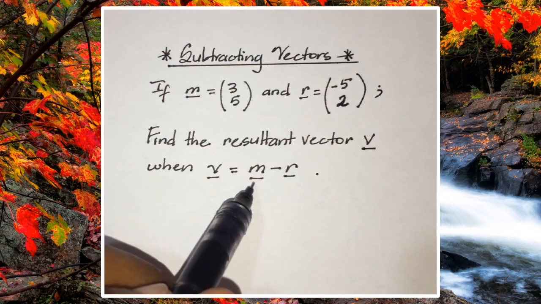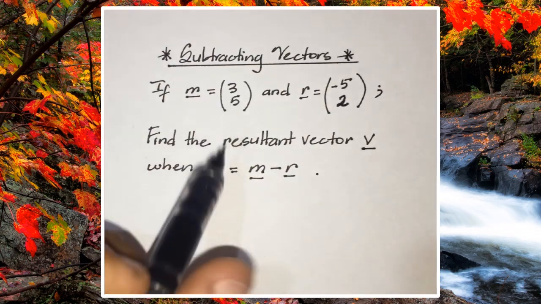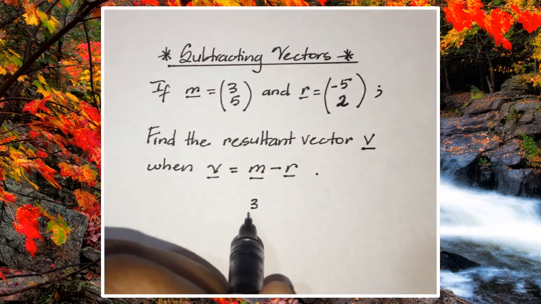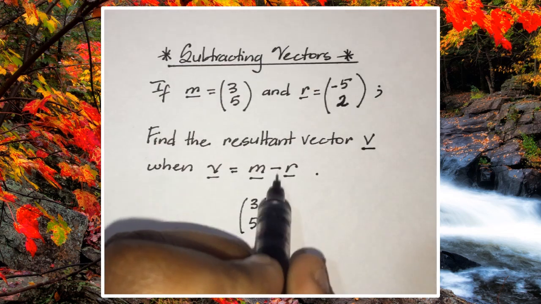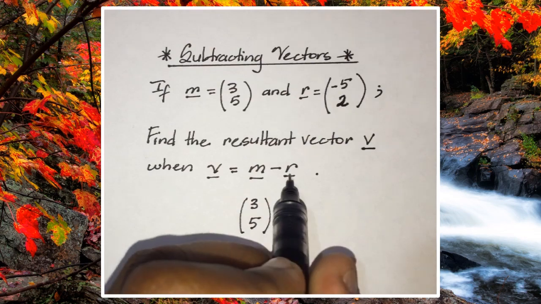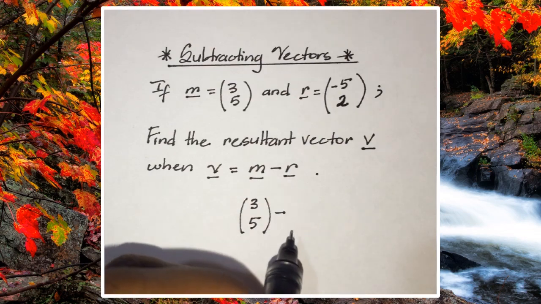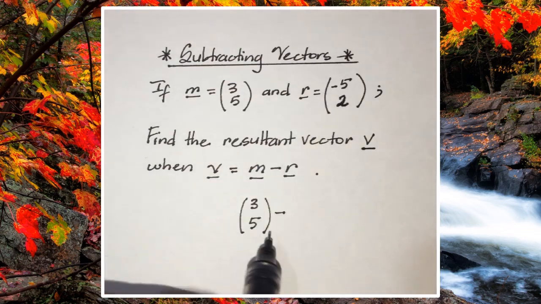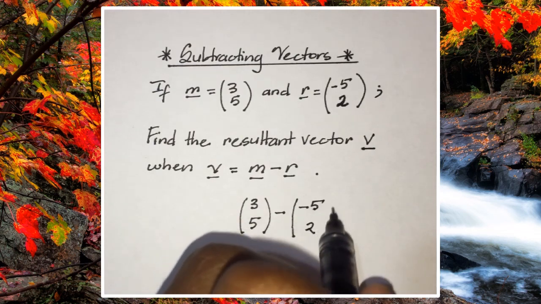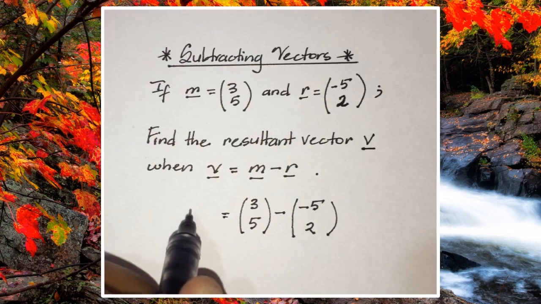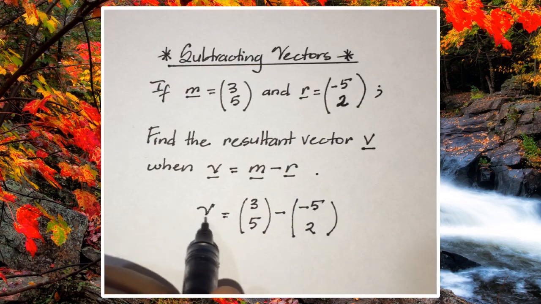So we know what the vector m is. It is 3, 5. So I can simply replace it. We're going to subtract the vector r. And we know what the vector r is. It's minus 5, 2. Good. And that is supposed to result in the vector v.